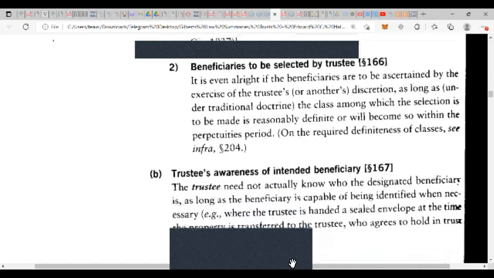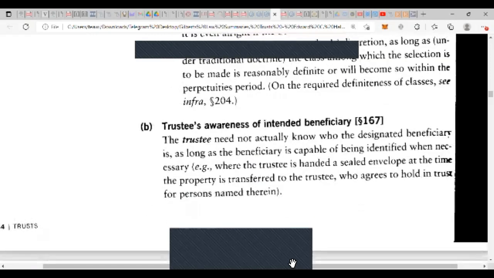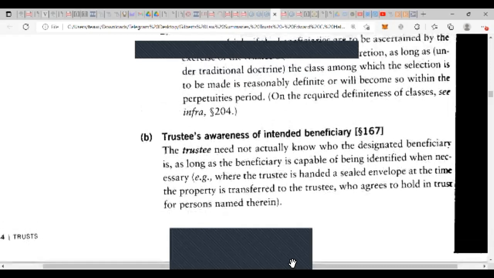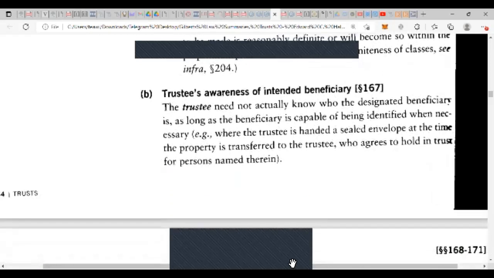Number 2, beneficiaries to be selected by a trustee, section 166. It is even all right if the beneficiaries are to be ascertained by the exercise of the trustee's or another's discretion, as long as under traditional doctrine, the class among which the selection is to be made is reasonably definite or will become so within the perpetuities period. On the required definiteness of classes, see infra section 204.